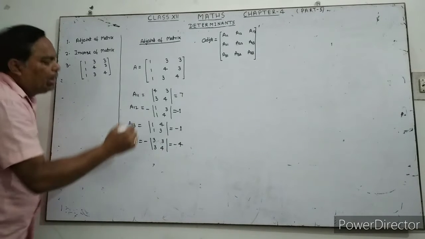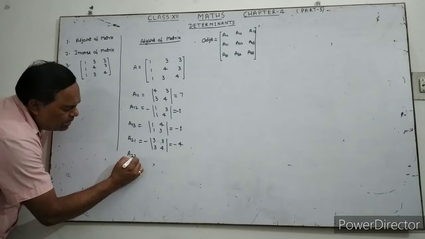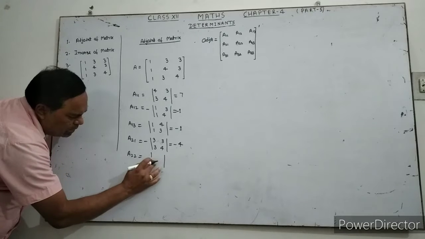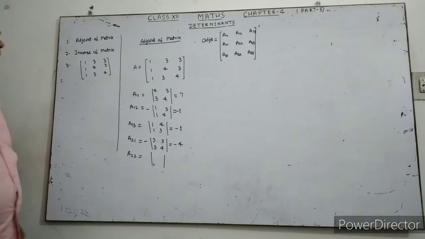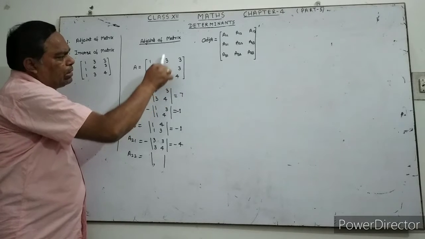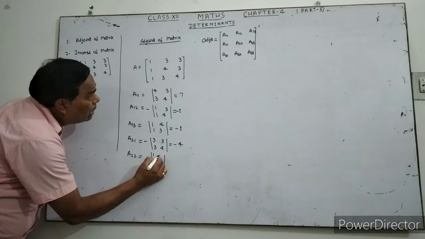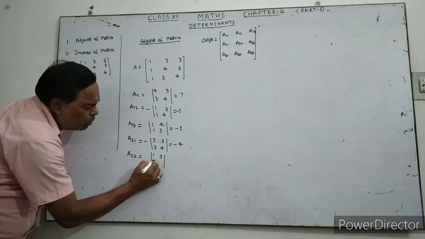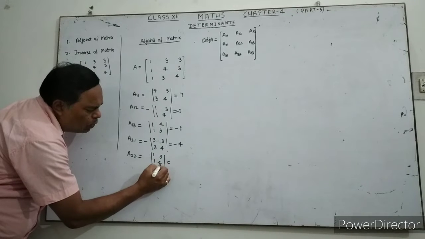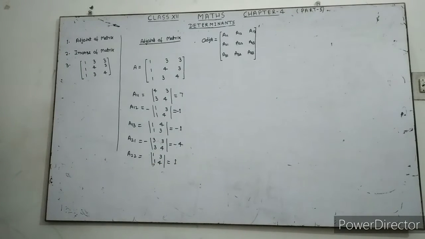A21 done. Now A22. Is this plus or minus? Plus. We discussed it in the previous lecture. Now forget this row and this column, leaving 1, 3, 1, 4. The value is 4 minus 3, which is 1.